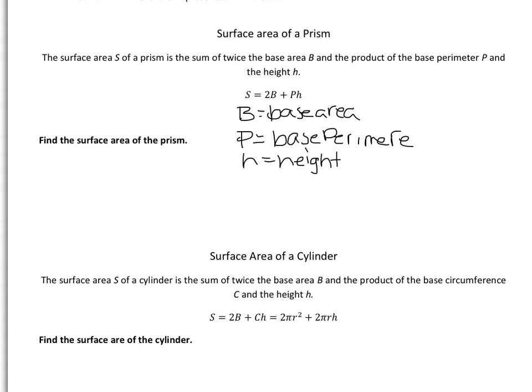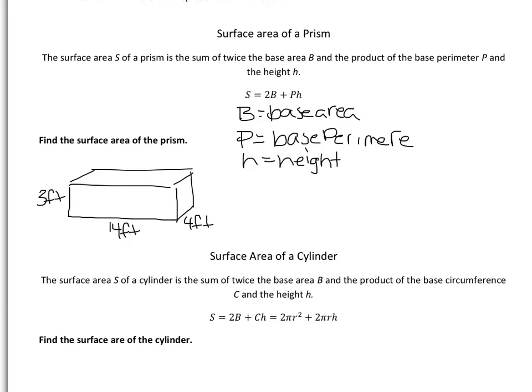So let's look at an example. Let's say we have a rectangular prism. We're really going to test out your drawing skills this chapter. Okay, so we've got this rectangular prism. It is 14 feet wide, 4 feet long, and looks like it is 3 feet tall. So I want to find the surface area.